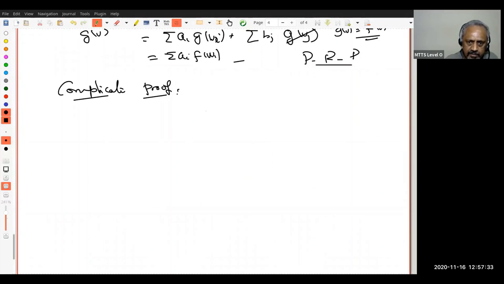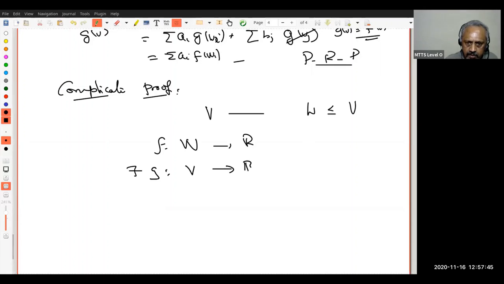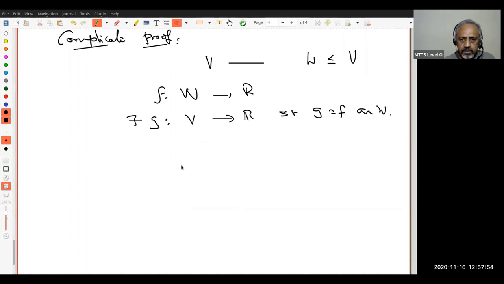So what we have is V, I have W, a vector subspace of V, and an F from W to R. I want to extend F to G from V to R so that G equals F on W. Okay, this is what I want. So how do I plan to do that? The way is very interesting.